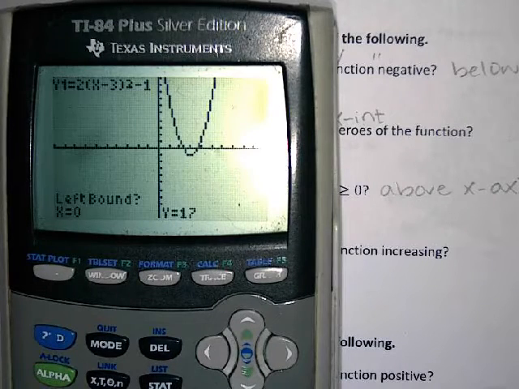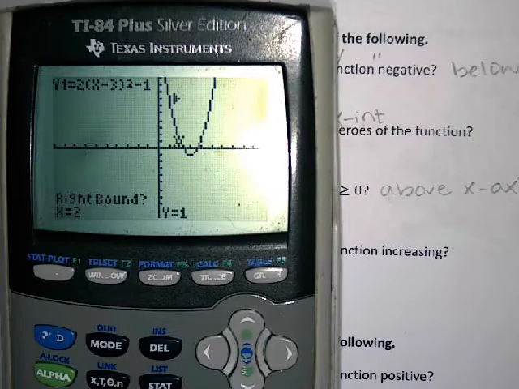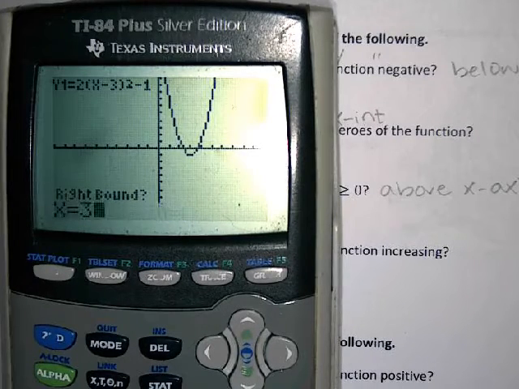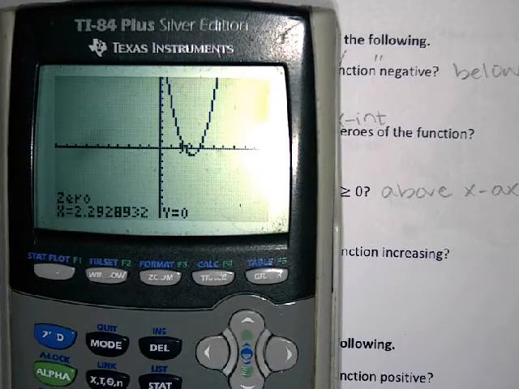And for me to do the left bound and right bound, I'm just going to tell my calculator to look in between 2 and 3. So left bound and right bound, I'm going to say 2 for left bound. I just typed the number 2. 2, enter. Right bound, I'm going to type 3, enter. And then when it says guess, I'm going to ignore the guess. I'm just going to type enter one more time. And I have that decimal right there.